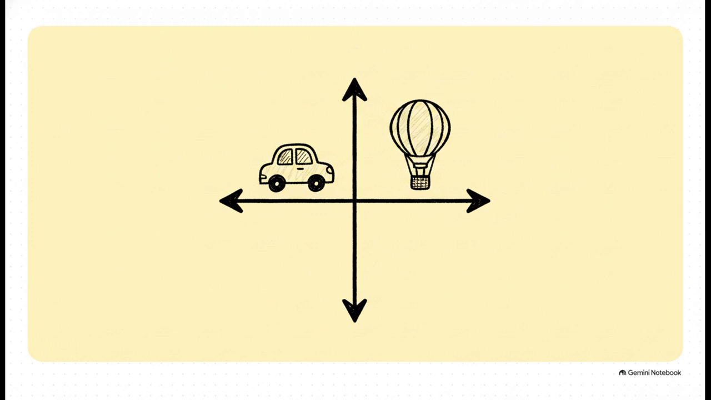To navigate this kind of map, we use 2 roads, basically 2 lines crossing each other. The horizontal line is the x-axis, and that controls our left and right movement. The vertical line is the y-axis, which handles moving up and down.